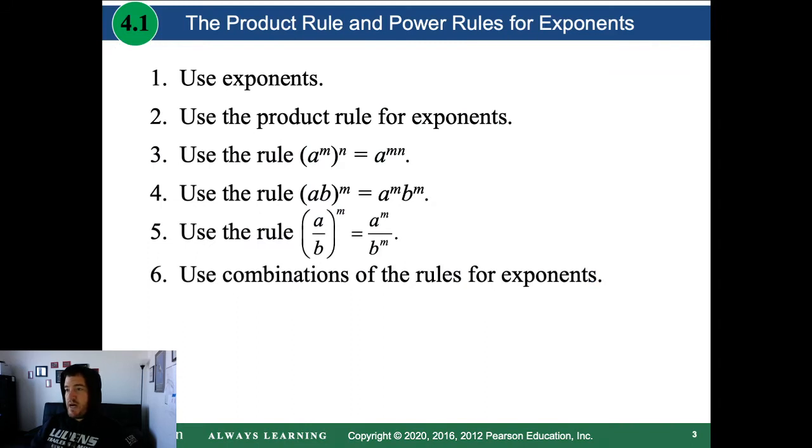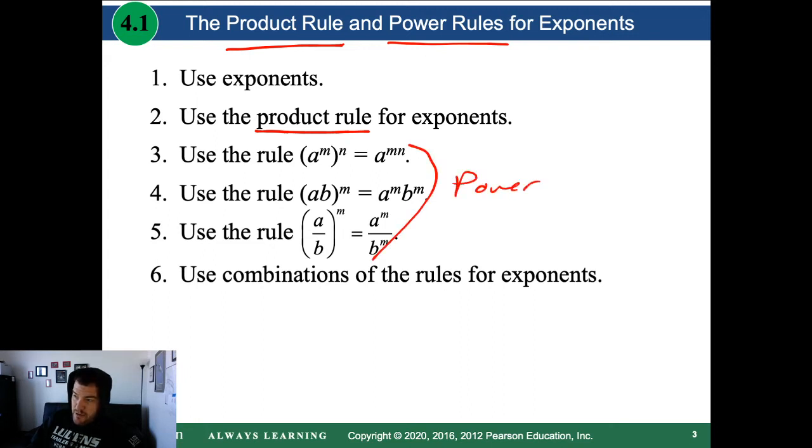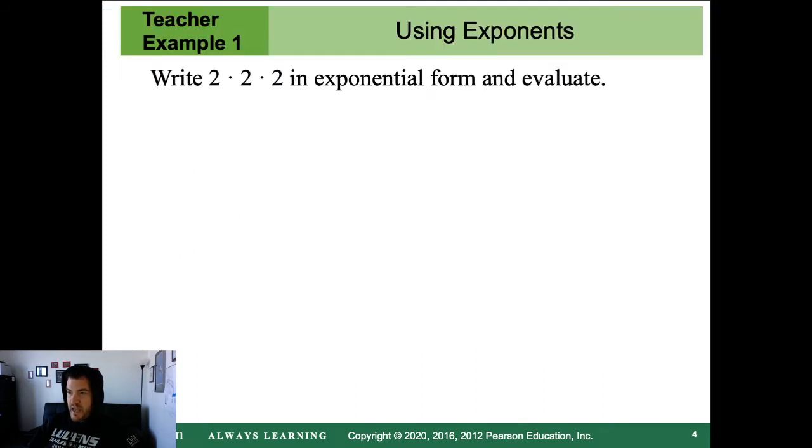So what we're talking about today is two main things that I want you to get out of this lesson: the product rule and the power rule. So we'll talk about the product rule for exponents. These three are examples of the power rule. There's just three different examples, kind of how they work and what they look like. And then we'll use some combinations at the end.